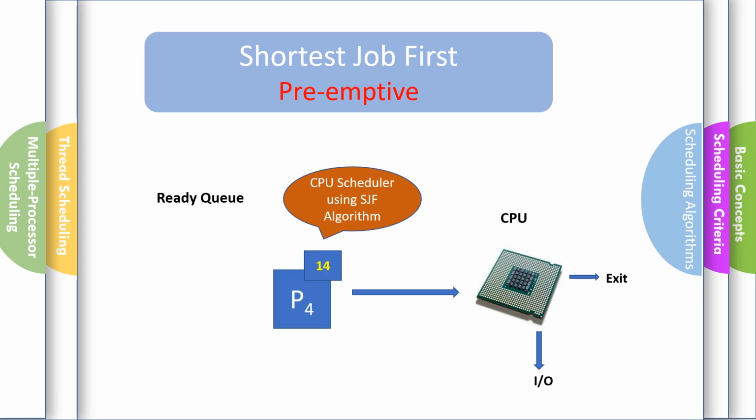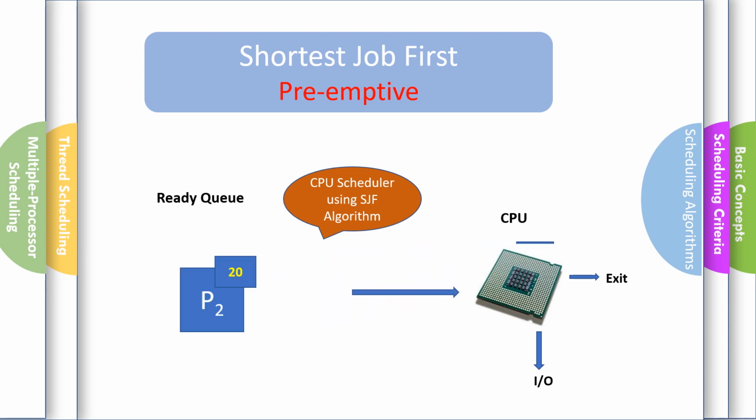Let's see that now. Here again, P4 with a CPU burst of 14 has entered the system. Since it is the single process in the system, it will be allocated to the CPU for execution, and as it is getting executed, P2 comes into the picture with a CPU burst of 20. Now if you remember, P4 has a CPU burst of 14, P2 has 20, and P9 has a CPU burst of 5.